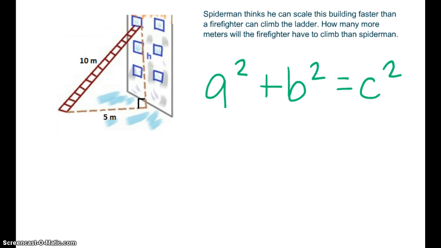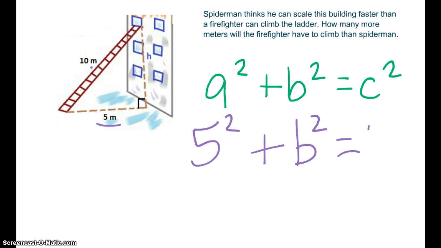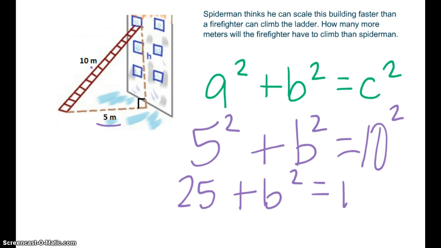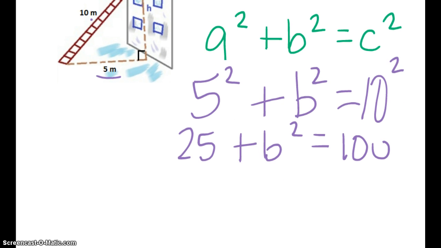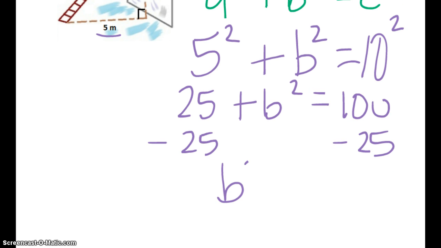So let's just plug in some values. Let's call this a. So we're going to say 5 squared plus b squared. We don't know what b squared is, well, we could call it h squared, equals 10 squared. So 25 plus b squared equals 100. Now we have to subtract 25 from both sides. So b squared is 75.